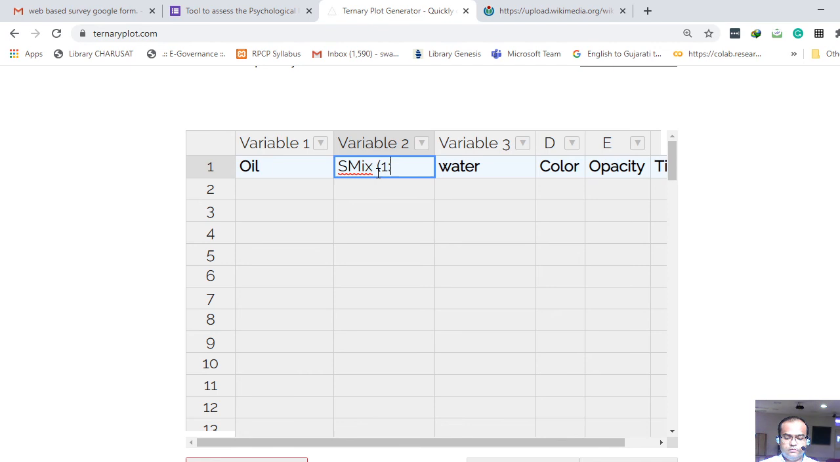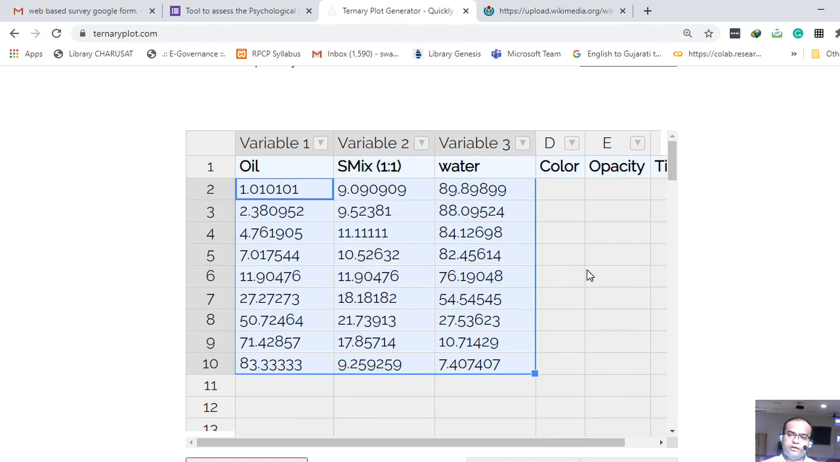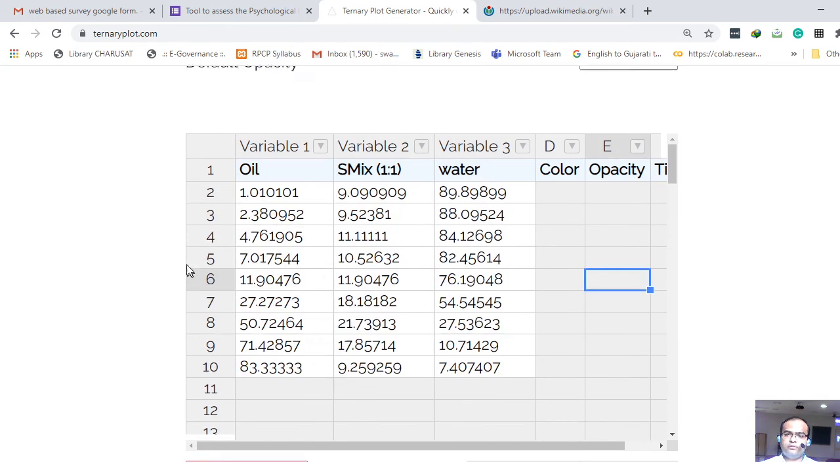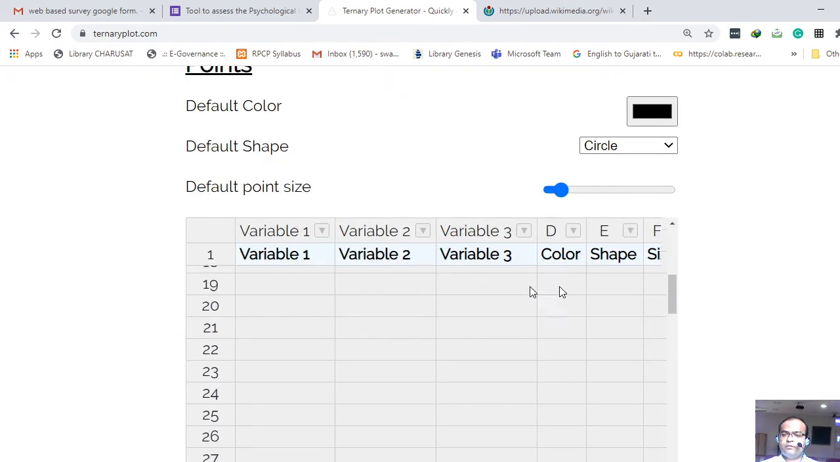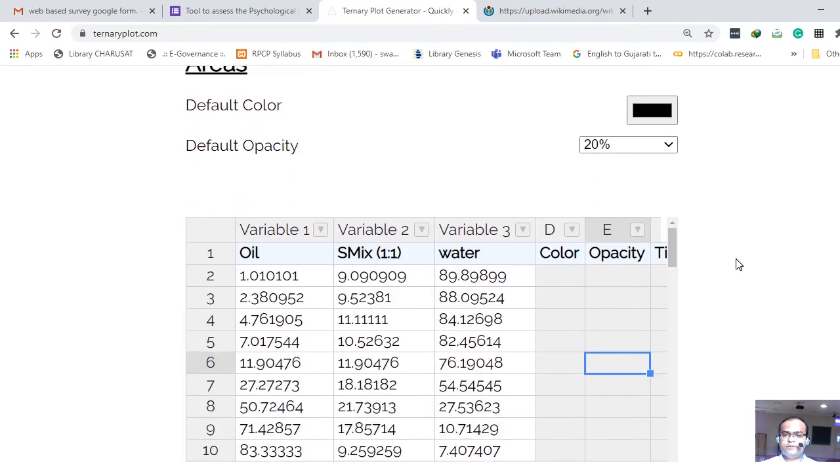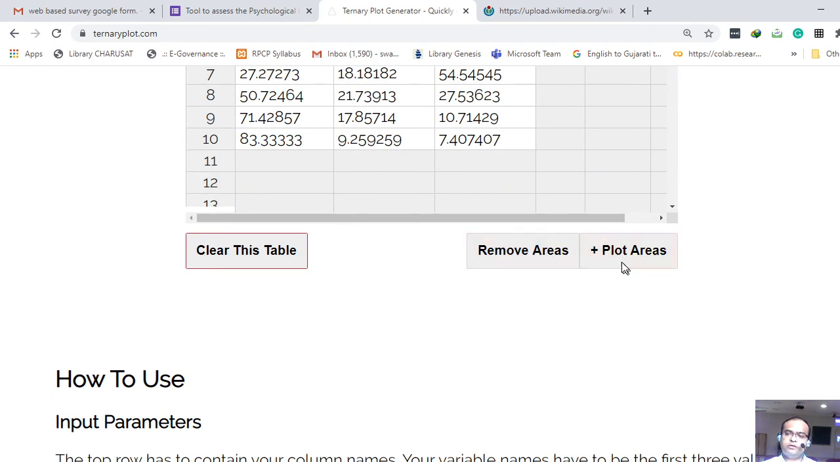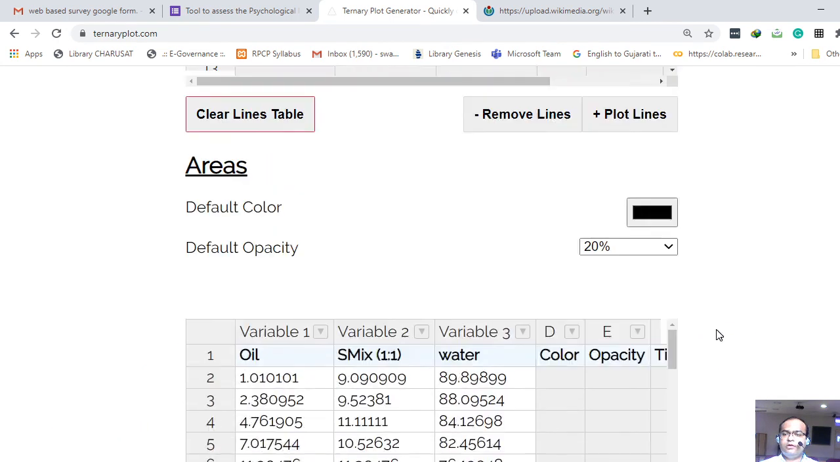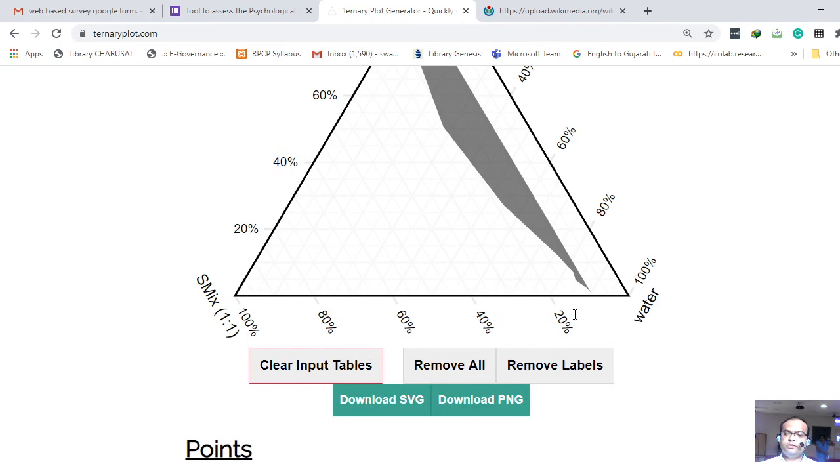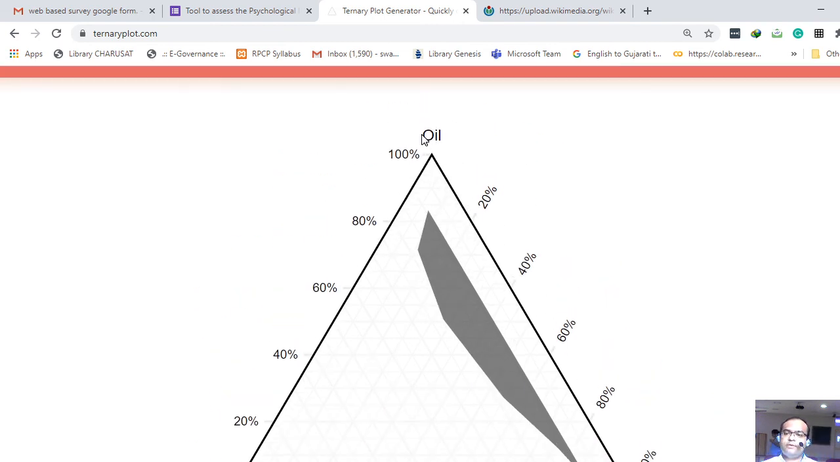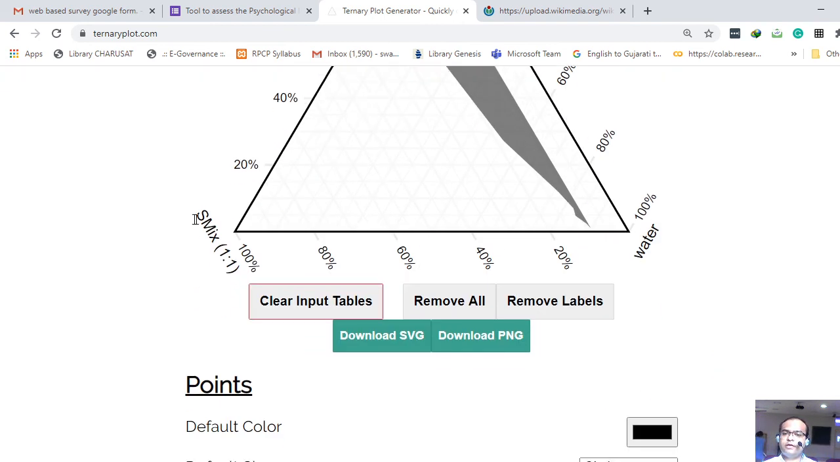So I have labeled it properly. Okay, now I will just paste my data here. As soon as I paste my data, you may see this is a blank ternary phase diagram, but once I place my data and click the button plot area, it will plot all my data here, right? You may see the first parameter is oil, second is S mix, and the third is water, right?